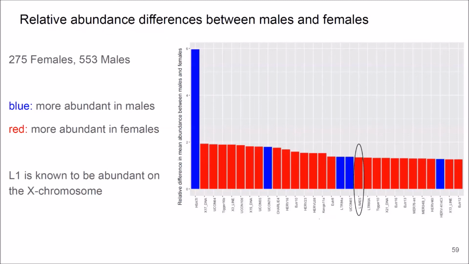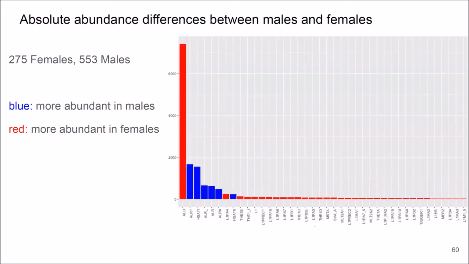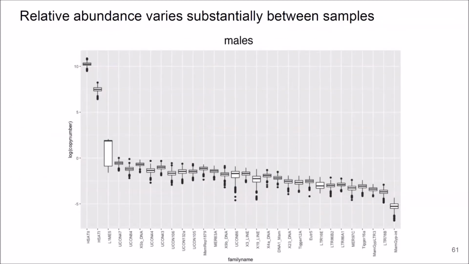So this actually makes sense that this is part of this list here. And yes, so this is the absolute number. So again, it's ALU, and then not so much else. So absolute is just dominated by these very abundant ALU elements. And now the question was basically, okay, we know that there's a difference between males and females, but are there actually differences between the populations, or are they all very similar?